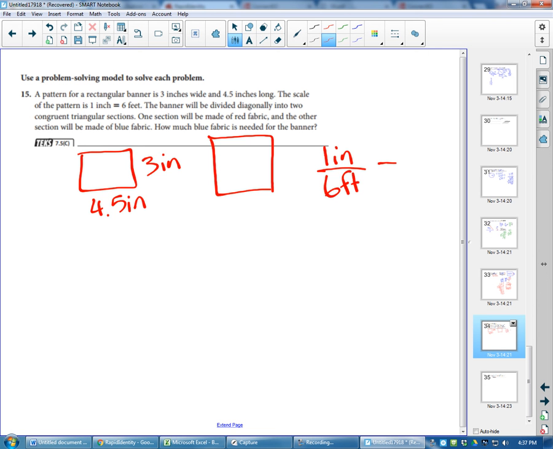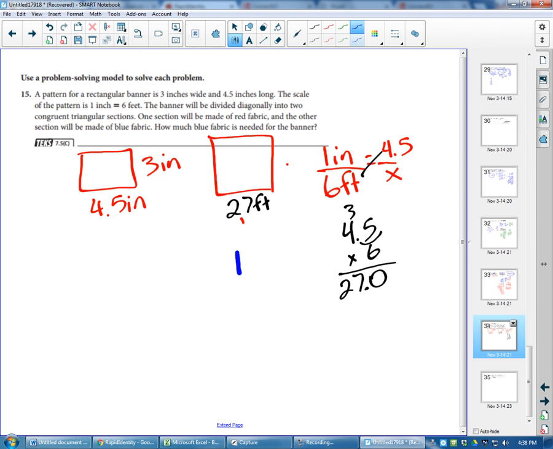So this is another one where we have to write 2 proportions to find 2 missing sides. So we pick one of our sides to start with. 4.5 is inches, so that would go on top, x on the bottom. So 6 times 4.5 is 27, one decimal place. So 27 feet.